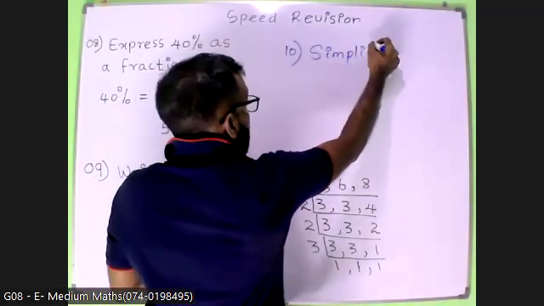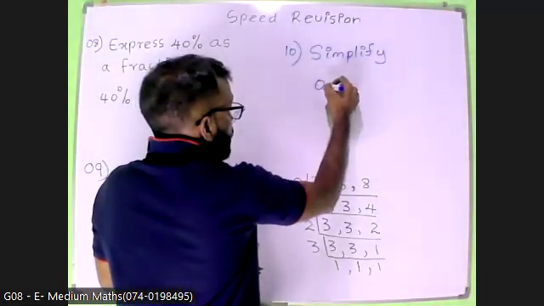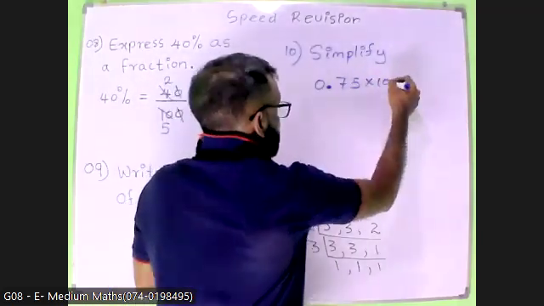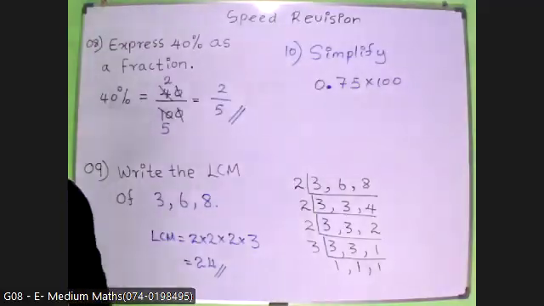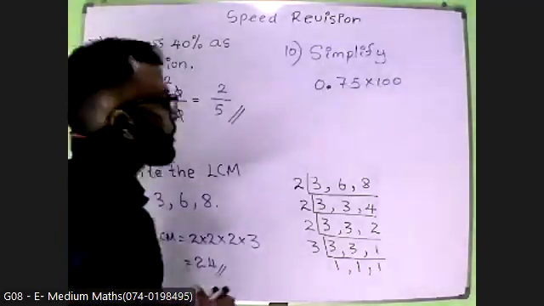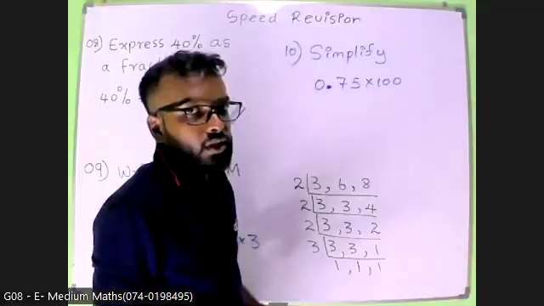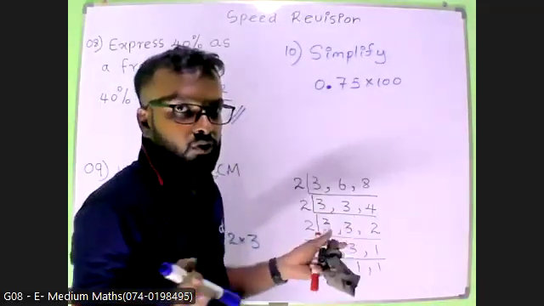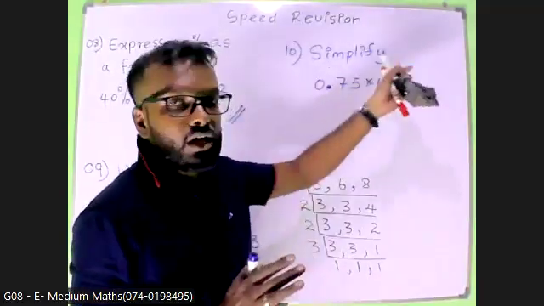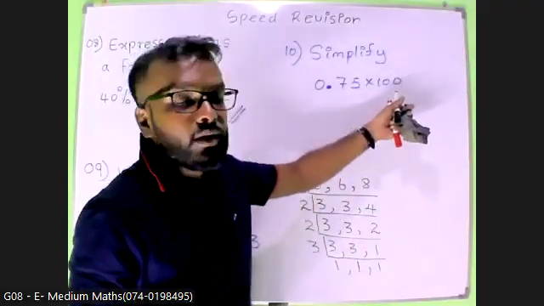Simplify 0.75 multiplied by 100. So how do you get the answer for this one? A decimal number multiplied by a whole number, right? So first of all, you need to forget the decimal places, then multiply it by 100, then place the decimal. This is multiplied by 100.